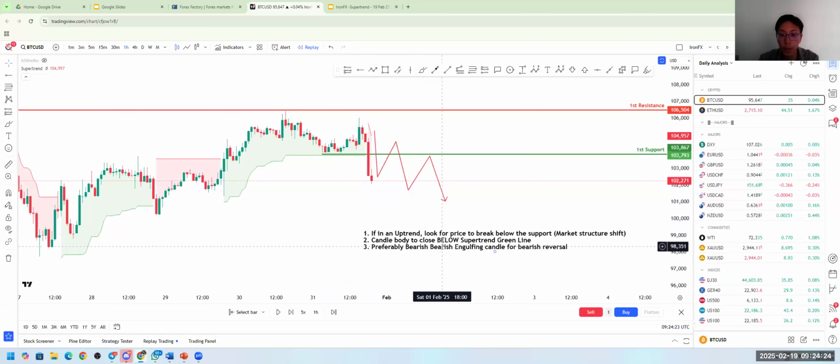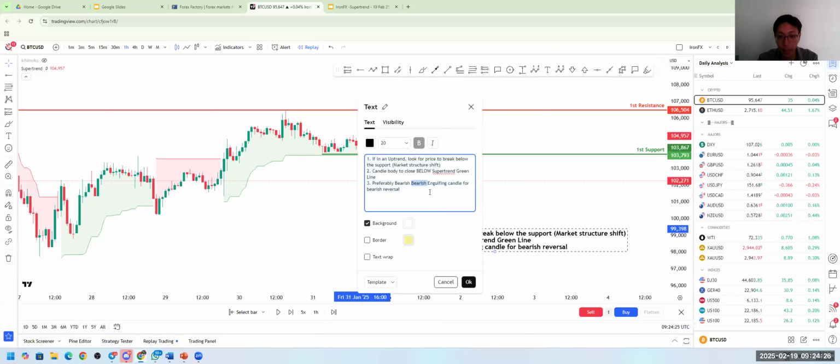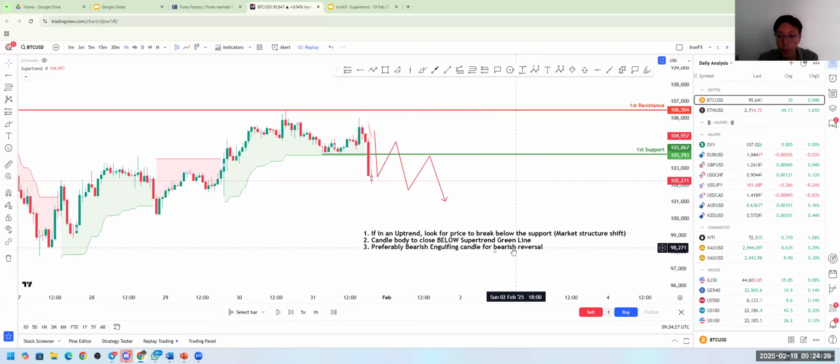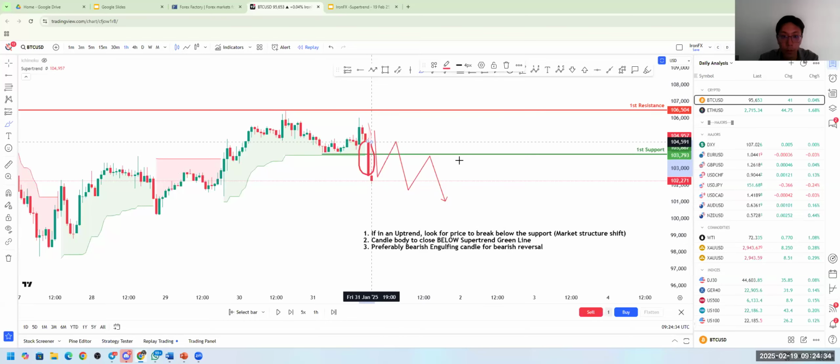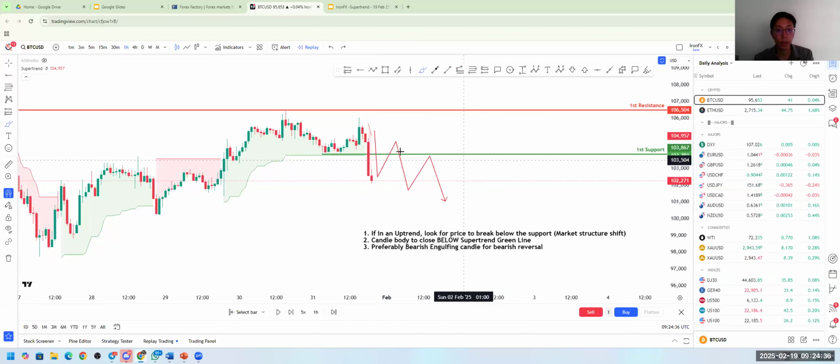Preferably bearish engulfing candle for a bearish reversal. Okay, this is your bearish engulfing candle. Okay, we have broken this support level, and we also have broken this super trend green line. So this is a sign for a reversal.